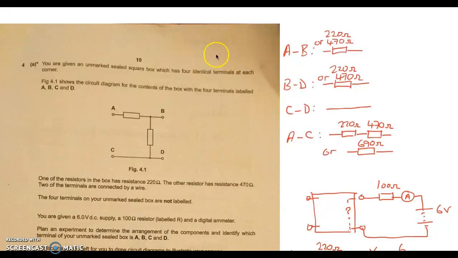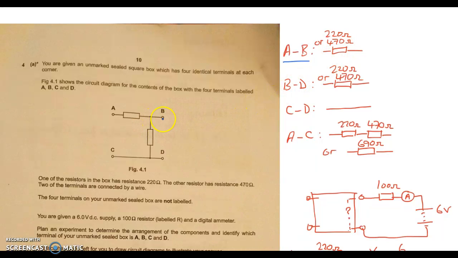Okay, we're going to have a look at this problem where we have basically a black box with a couple of resistors in, and we need to work out between which terminals the resistors are. So if we take a look at what's connected between A and B, we just have one resistor. We don't know whether it's the 220 ohm or the 470 ohm resistor. This is the situation between A and B. We could have a 220 ohm or 470 ohm.